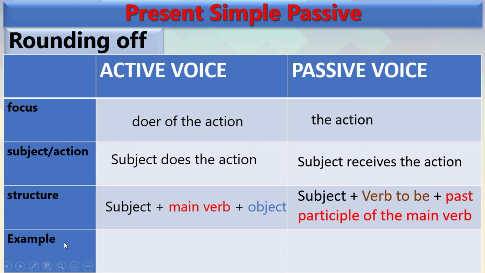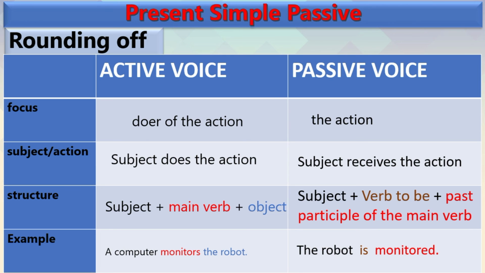Example, the active voice. The computer monitors the robot. And the passive voice is the robot is monitored. This is the end of this lesson.